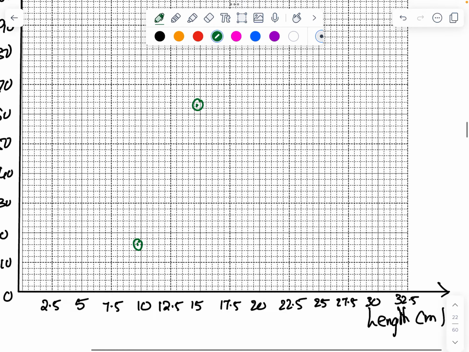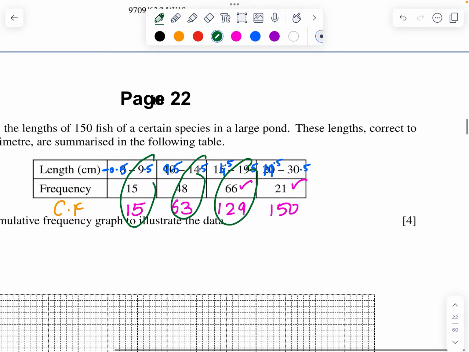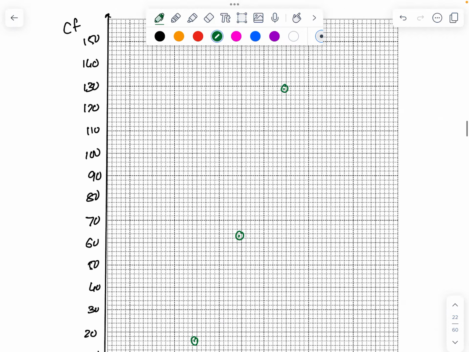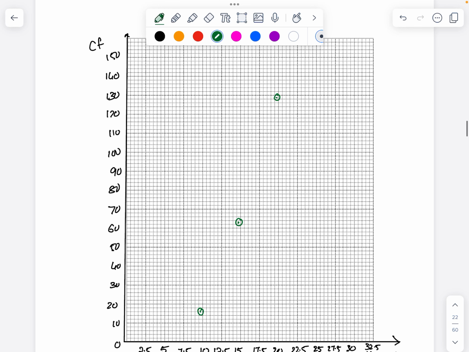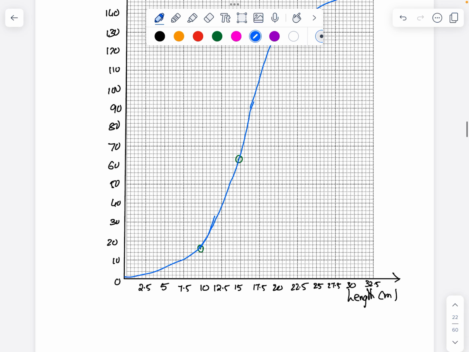Then finally 30.5. Is it 30.5? It is 150. 30.5 is this line and 150. So I am going to draw a curve for this, starting from 0, slowly pass through all the points and get a cumulative frequency shape. This is the shape of a cumulative frequency graph.